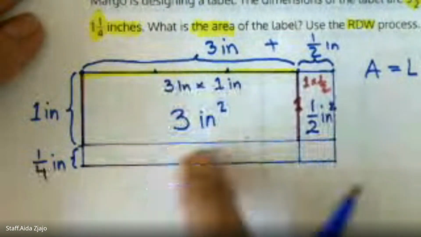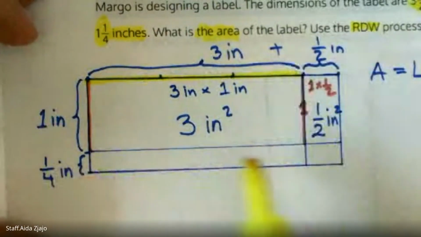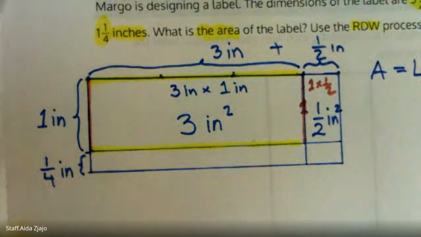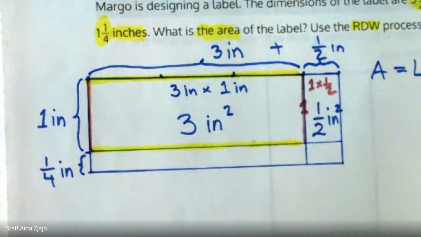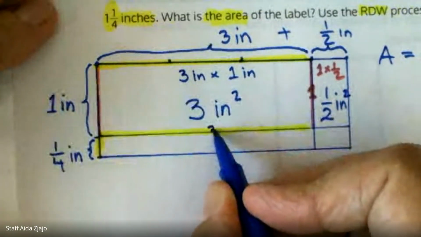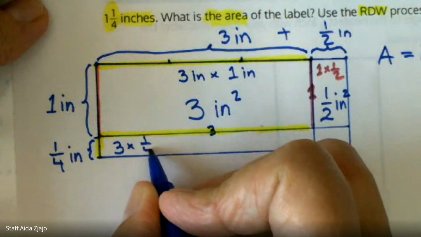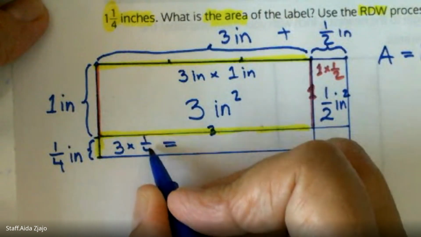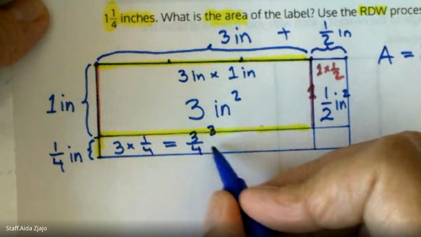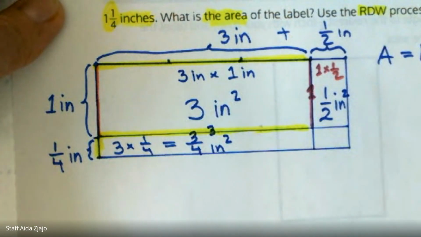Now I need this area right here. Knowing that this is 3, so is this length. So this is 3, and then this here is just 1/4. So it is 3 by 1/4. So 3 times 1/4 equals 3 groups of 1/4, which is 3/4 inch squared, squared inches.